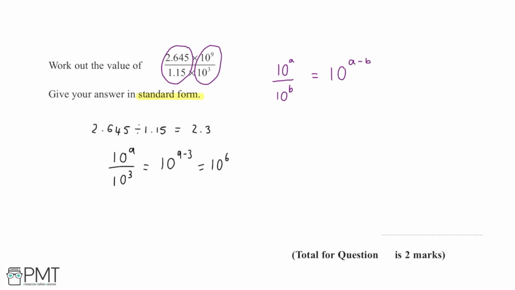And then we can simply multiply the 2.3 and the 10 to the power of 6 together in order to work out this final value. So that leaves us with 2.3 multiplied by 10 to the power of 6, which is the final answer in standard form for this question.